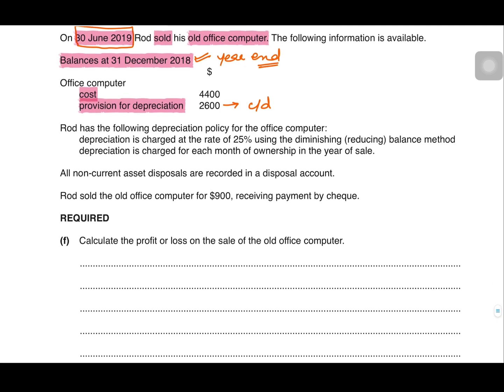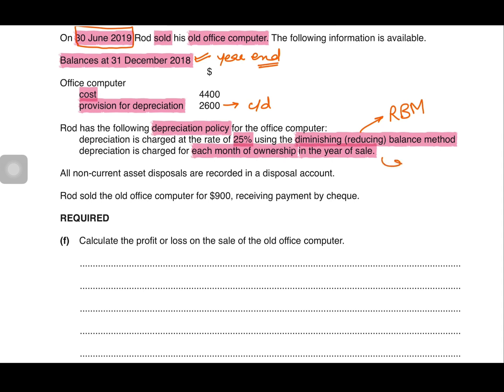Further, it also says that Rod has the following depreciation policy for the office computer. Depreciation is charged at the rate of 25% using the diminishing or reducing balance method, very good, and depreciation is charged for each month of ownership in the year of sale. So the method is reducing balance method and the policy is a monthly basis policy. The rate is 25%. What else does it say? It says that all non-current asset disposals are recorded in the disposal account. Very good. And Rod sold the old office computer for $900, receiving the payment by check. So these are the disposal proceeds.